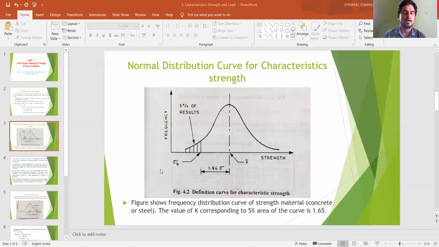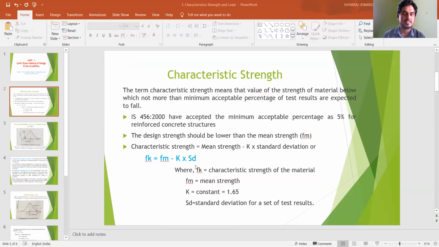From the normal distribution curve, the characteristic strength can be found out. This figure shows the frequency distribution curve of a strength of material, for both concrete and steel. The value of k corresponding to 5% area of the curve is 1.65, as we can see that 5% of results are not expected to fall below it. So k is taken as 1.65, that is, mean strength minus 1.65 times the standard deviation.